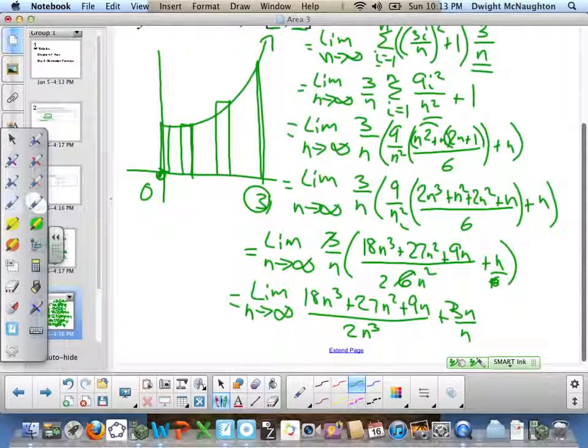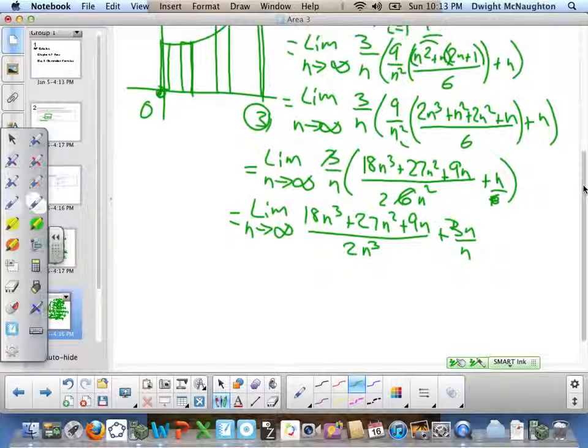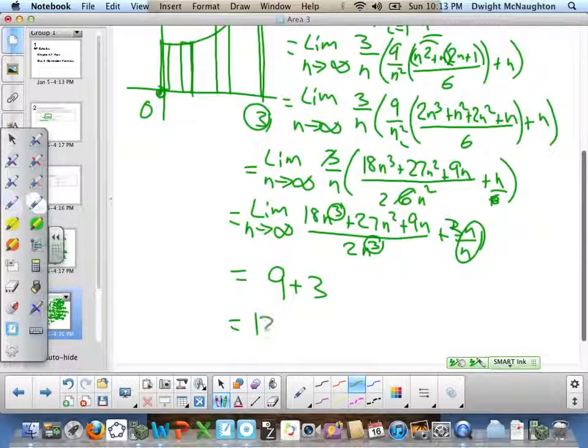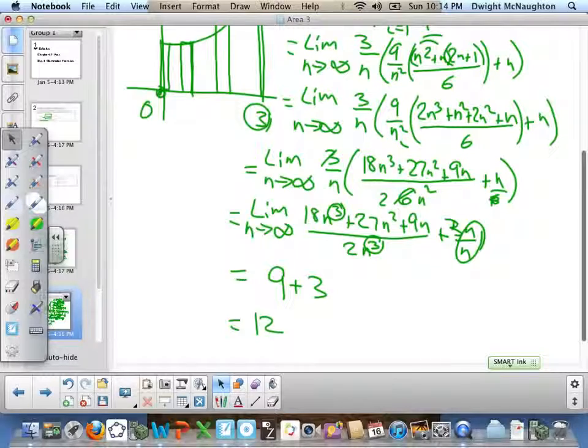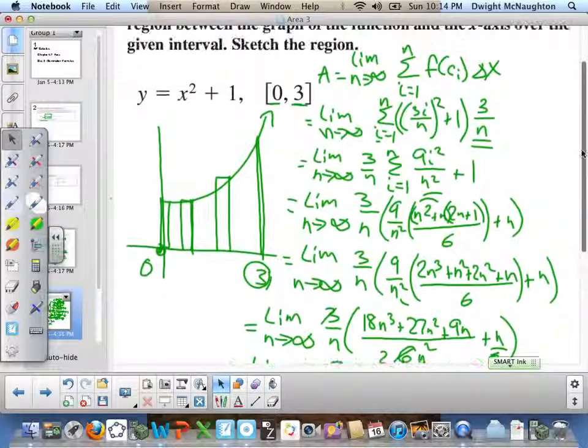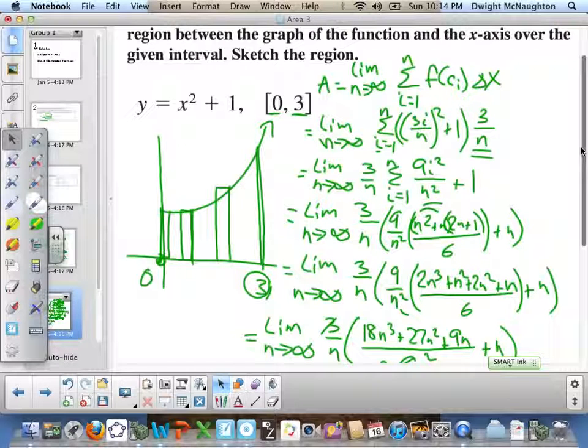And then again, remember your rules for simplifying here. The degrees are the same, so divide the coefficients. So 18 over 2 is 9. Here the degrees are the same, so divide the coefficients. 9 plus 3 is 12. So the area under that curve is 12. So you can see accumulating all the rectangles, an infinite amount of rectangles, we get the area under the curve, which is 12.